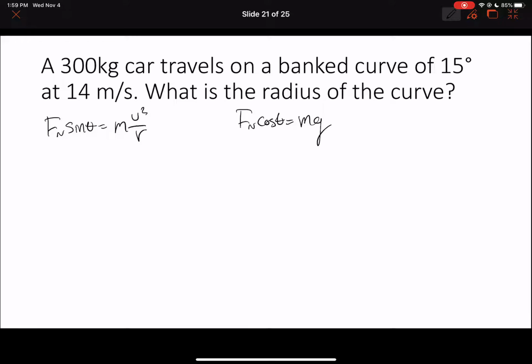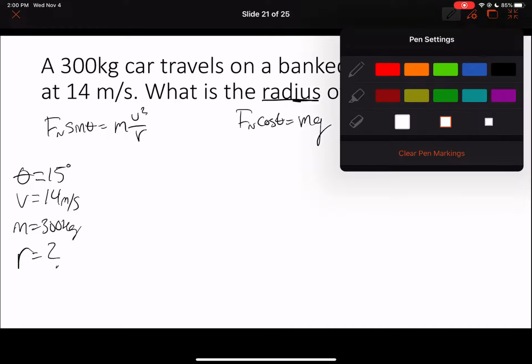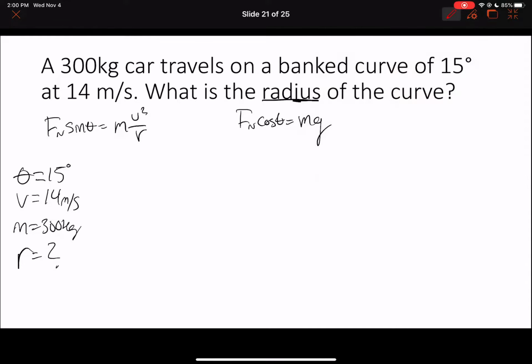So we're given theta is 15 degrees. We're also given the velocity is 14 meters per second, and the mass is 300 kilograms. So it looks like to me we're looking for radius, r. That means we need to use this equation over here. We have to use that one for r. There's no r in any other equation. If you're looking for v or r, you have to use that equation.